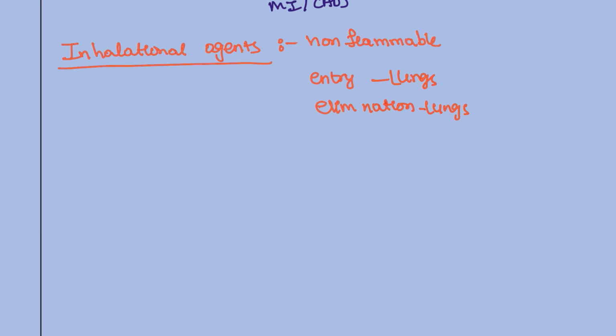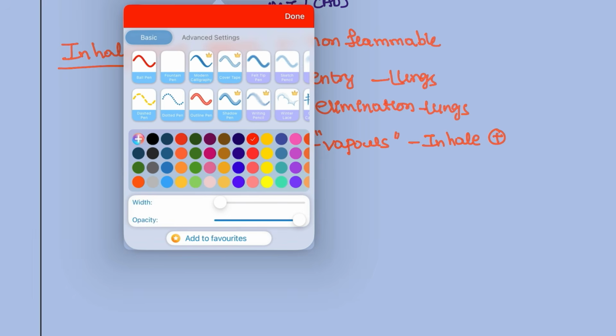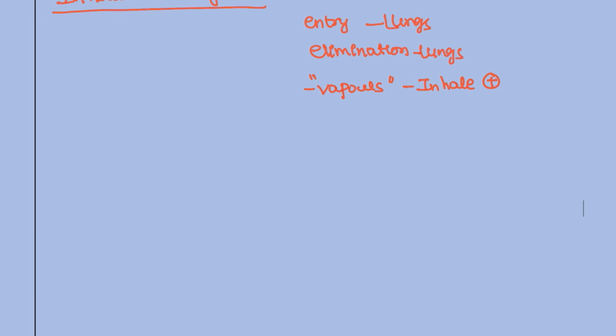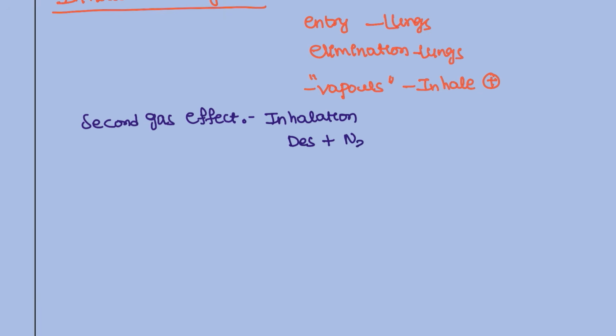These drugs are non-flammable, and they come into the body with the help of vapors. When we inhale the vapors into the lungs, they are activated. These are the inhalational agents, and they have some properties. They have the second gas effect. This question is asked: what is the second gas effect? Usually we are already giving an agent via inhalation, for example desflurane. You add it with a second gas, and that second gas is N2O. So what happens here?